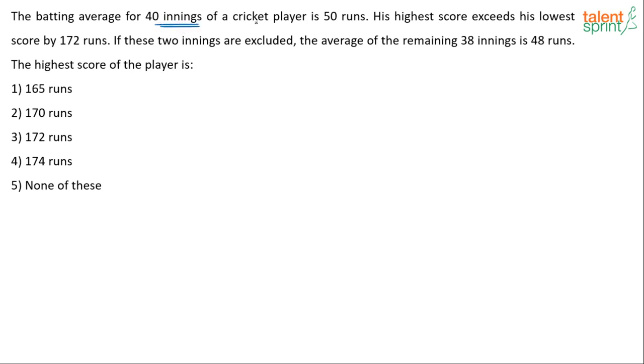Now these 40 innings, the average is 50 runs. His highest score, let's assume the highest score is H, exceeds his lowest score, let's assume that is L, by 172 runs. So the one thing that we know is H minus L is equal to 172. Highest minus lowest is equal to 172. Then if you exclude the highest score and the lowest score, the average of the remaining 38 innings is 48 runs. What is the highest score of the player? H is equal to what is the question.